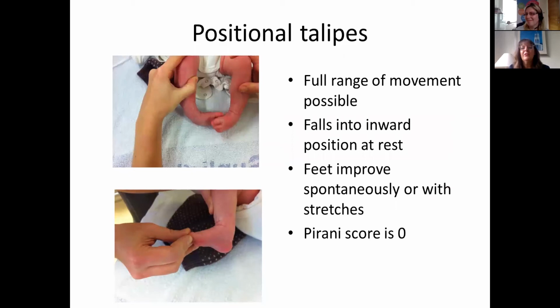Okay, so this is positional talipes. There's full range of movement possible. The feet fall inwards into an inward position at rest, but the feet improve spontaneously, or very occasionally just respond to some stretching and some stimulation exercises, which I think we showed. They're available through the Steps website on a little video that we made, Loredana, aren't they? Yes, correct. Pick that up through the Clubfoot page. And the most important thing for the healthcare professional is that in this child, most healthcare professionals will use now a Pirani score, and that score is 0. So they don't have a structural element to that foot.